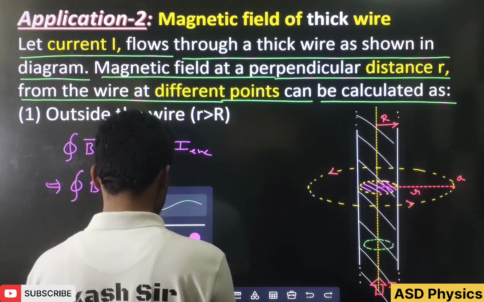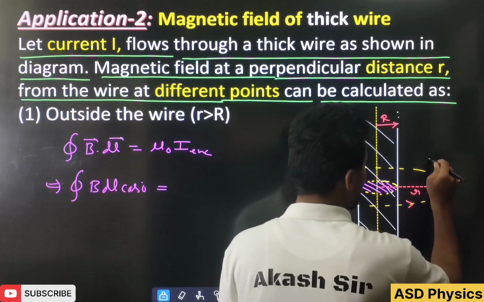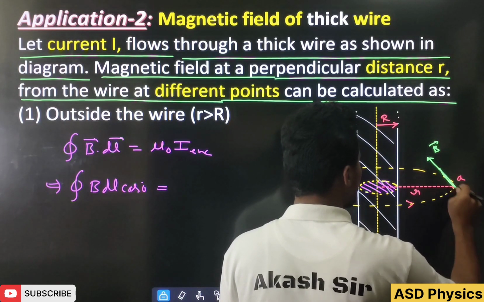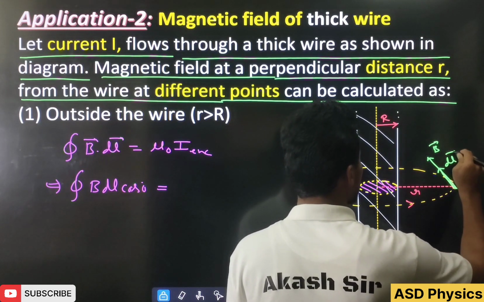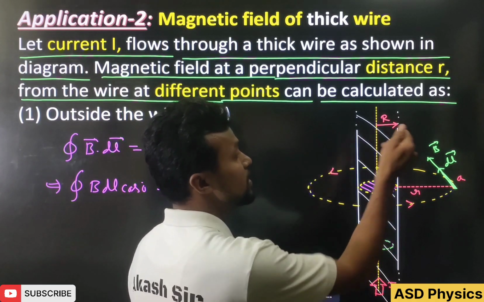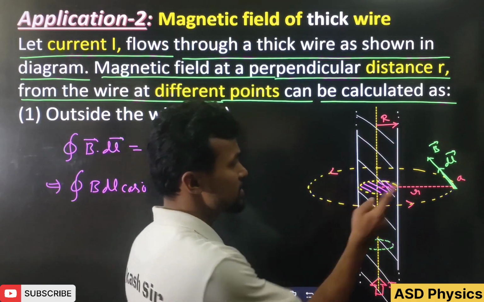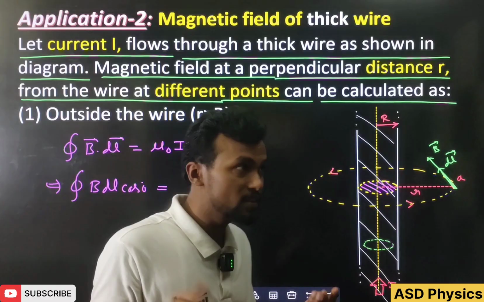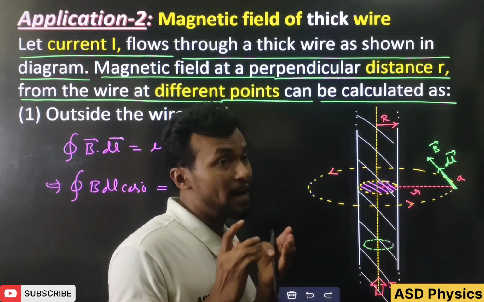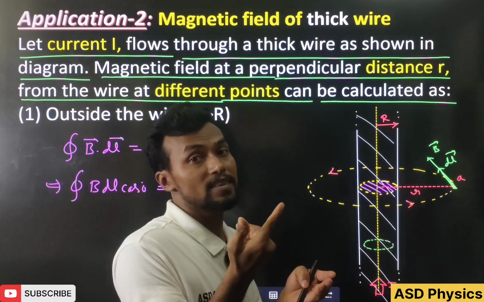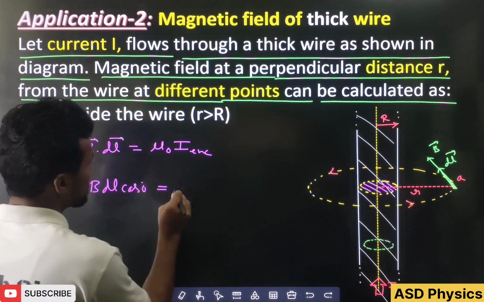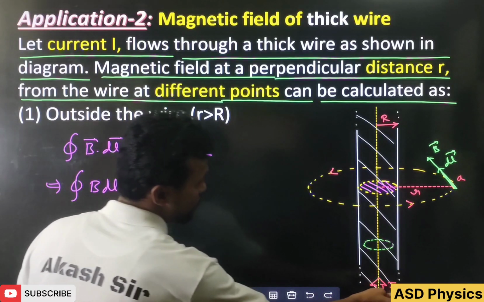Then what will happen here? The magnetic field, let's take it like this. This is the magnetic field B, and dl we also take in the same direction. The magnetic field due to the wire is along the Amperian loop. I have taken the Amperian loop in such a way that the magnetic field direction is along the direction of the Amperian loop. So B·dl cos 0 equals mu naught times the full current I.